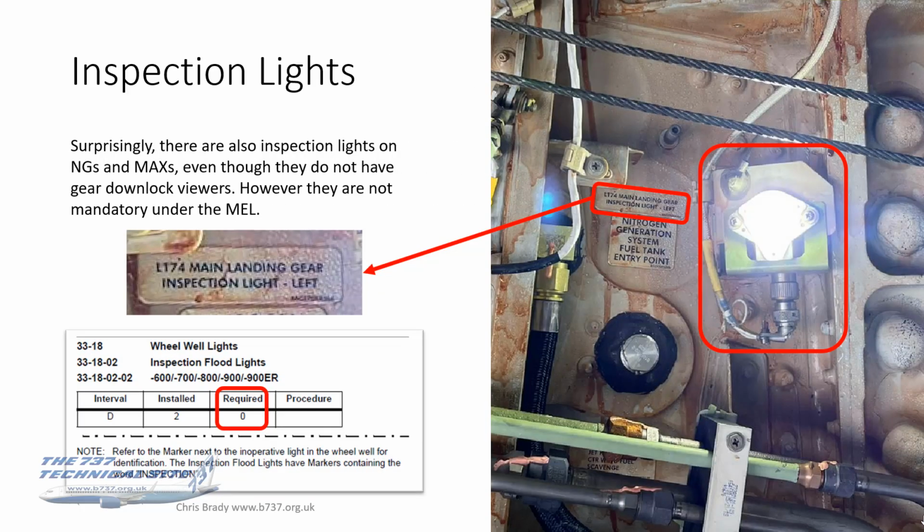Now, surprisingly, there are also inspection lights on the NGs and the Maxes, even though they don't have gear downlock viewers. However, they're not mandatory under the MEL. And this is a photo from, is that a Max or an NG? I think it's a Max. But you can actually see the decal there says main landing gear inspection light. So they are still present, but not required under the MEL.